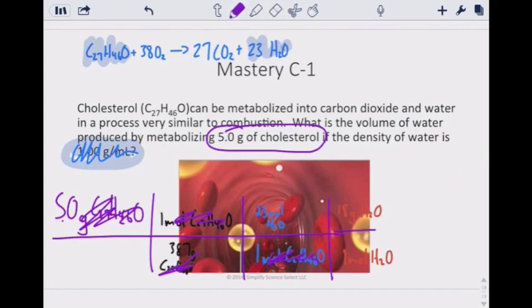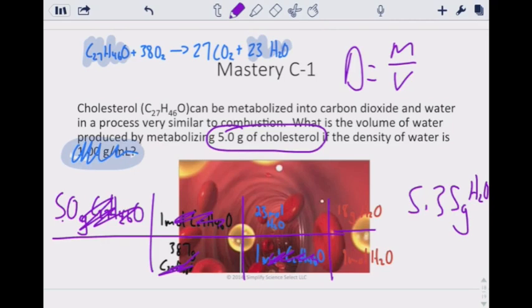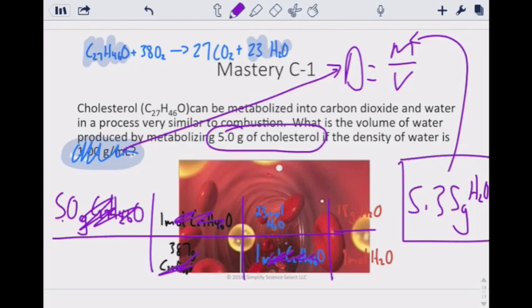What I see is I will get right around 5.35 grams of H2O. And really, the problem wants the volume. So if I know that density equals mass over volume, I could use this equation. I know my mass, I know my density, and so I can solve for volume. If I have 5.35 grams of H2O, I have 5.35 milliliters of H2O. And that would be my volume.